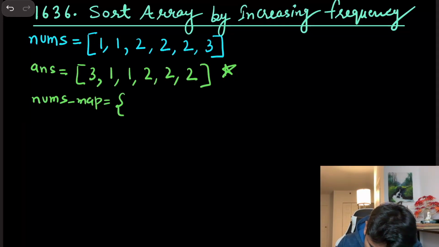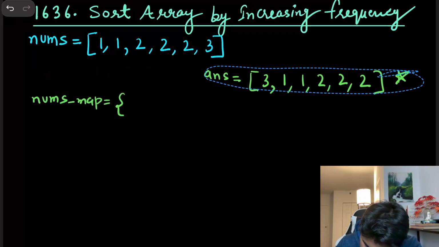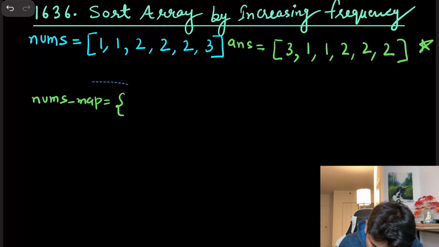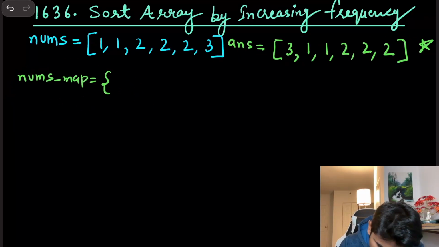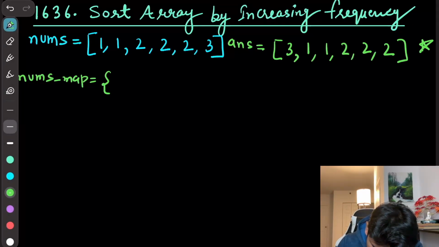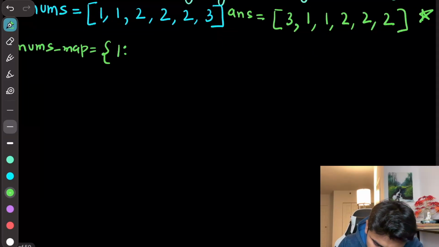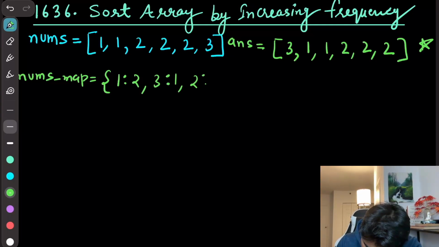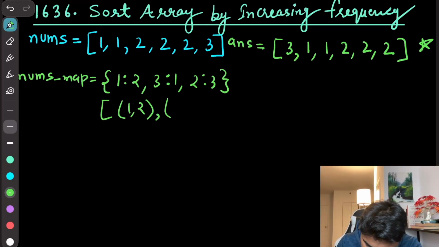So I'll just move this answer to right here. This will be the answer. Now let's move this to the top, and then I will try to create this nums map, which will give me the frequency of each number. All right, so 1 occurred twice, then 3 occurred once, and then 2 occurred thrice. What I'll do is convert this to a list, which will contain the first item as the number and the second item as the frequency.